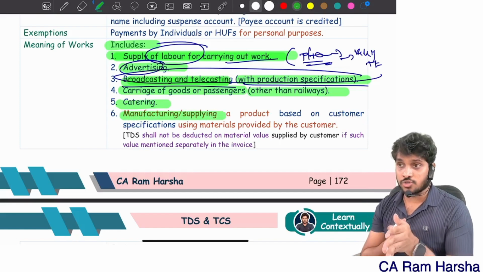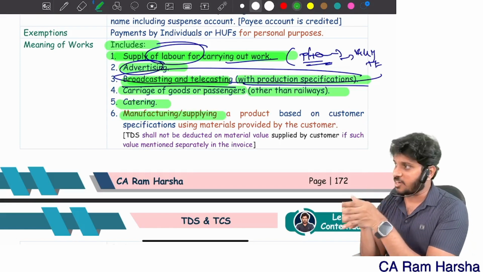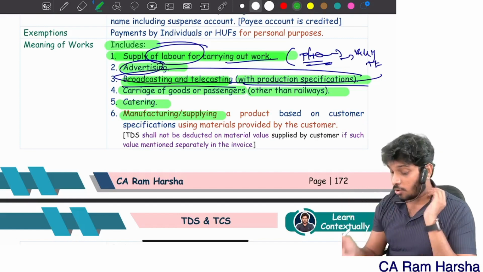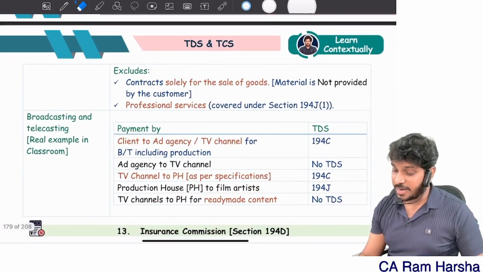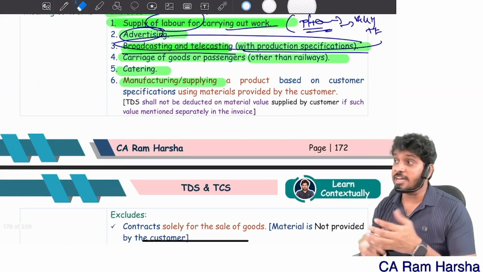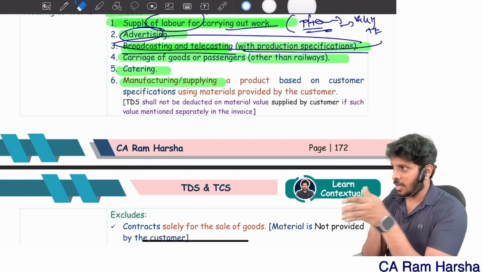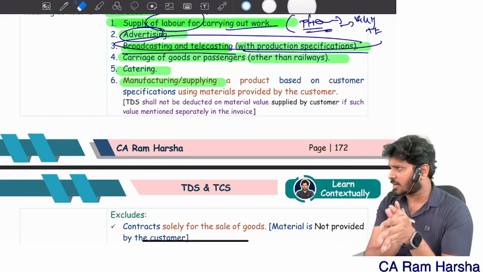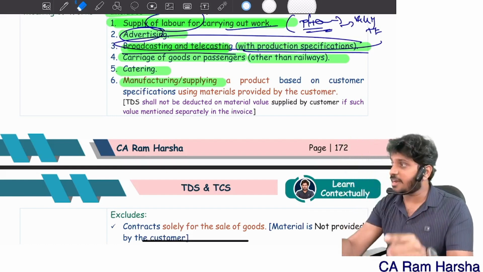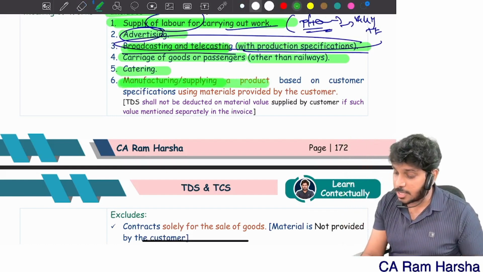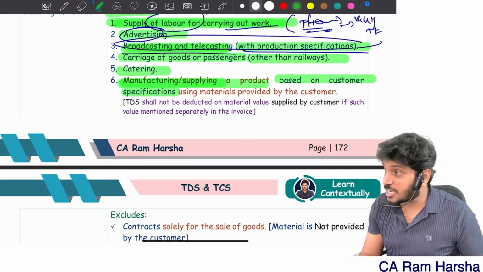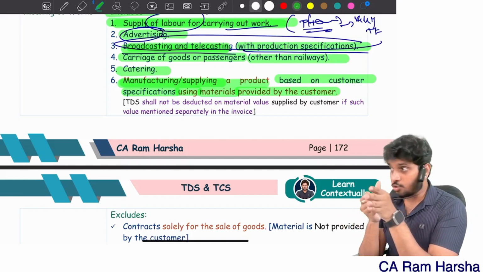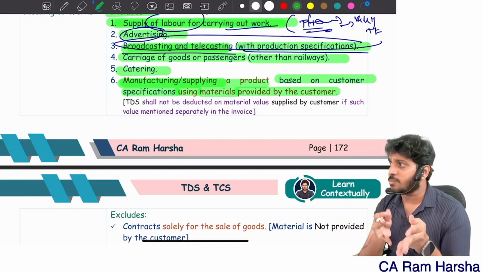Manufacturing or supplying. Suppose I supplied material, I supplied paper to my vendor, and I asked him to please print and then give me. Printing service comes under 194C. Suppose I supplied papers to the supplier and he is just printing the content as per my specification and giving me back. Printing work he is carrying out, right? That comes under manufacture and supply. Yes or no? Manufacture and supply of a product based on customer specification using materials provided by customer. Material I only gave, what to do also specification I only gave. He just has to work on it and then give back. That is called work.